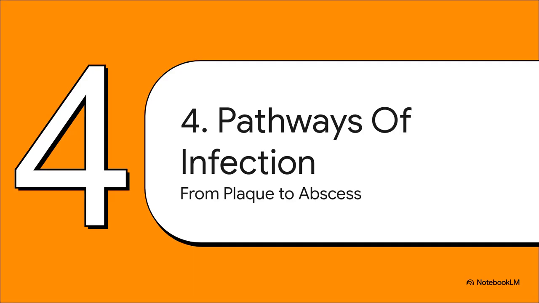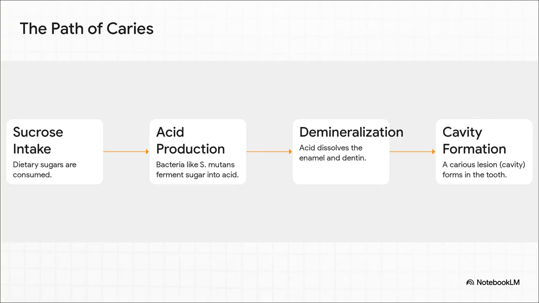Okay, we have the anatomy, we have the microbiology. So now let's actually trace the pathways of infection. How do we get from a little bit of plaque to a full-blown abscess? The road to a cavity is a pretty clear four-step process. It all starts with sugar. Bacteria, like strep mutans, chow down on that sugar and produce acid as a byproduct. This acid drops the pH right on the tooth surface and literally starts to dissolve the hard mineral of the tooth. And if that happens over and over, that demineralization creates a physical hole, a cavity.